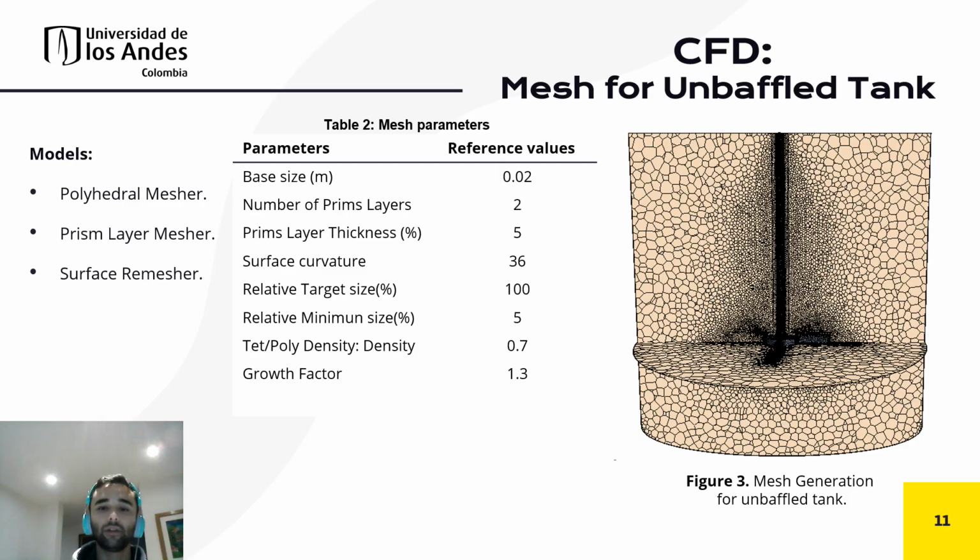A polyhedral mesh, prism layer mesh, and a surface remesher model were taken into account for the mesh generation of the unbaffled tank. Table 2 shows the parameters used for the mesh generation, from which we highlight a value of 0.02 for the base size and 2 prism layers.